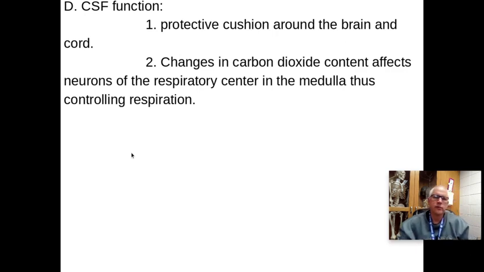And there's the function of the cerebral spinal fluid. Yeah, it does give us some protective cushioning, but the main thing is right there. Changes in carbon dioxide content affect your respiration. We can speed it up. We can slow it down.